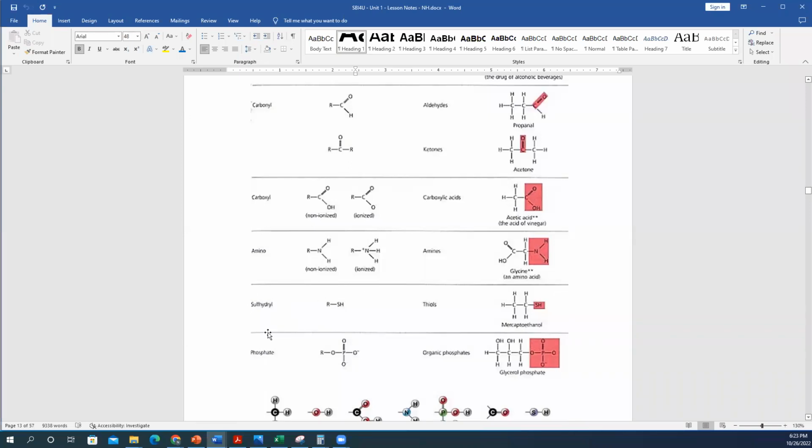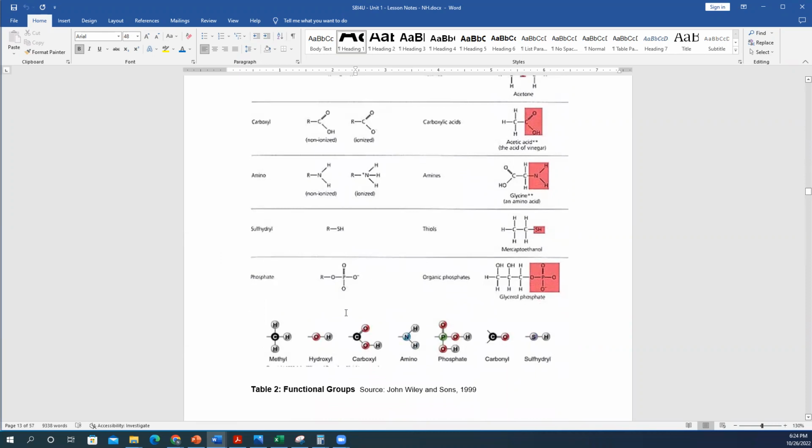There's also sulfhydryl groups, SH group, and these molecules are known as thiols. Mercaptoethanol is a good example of a thiol molecule. It has this SH group at its end.